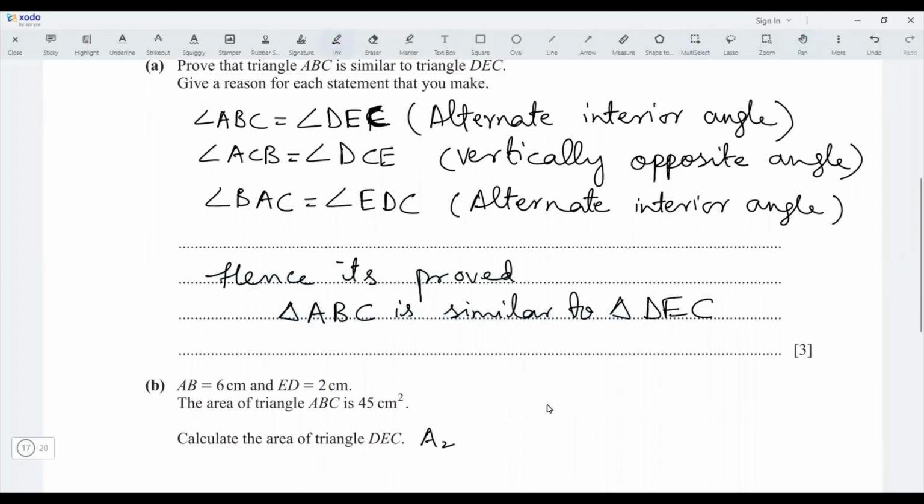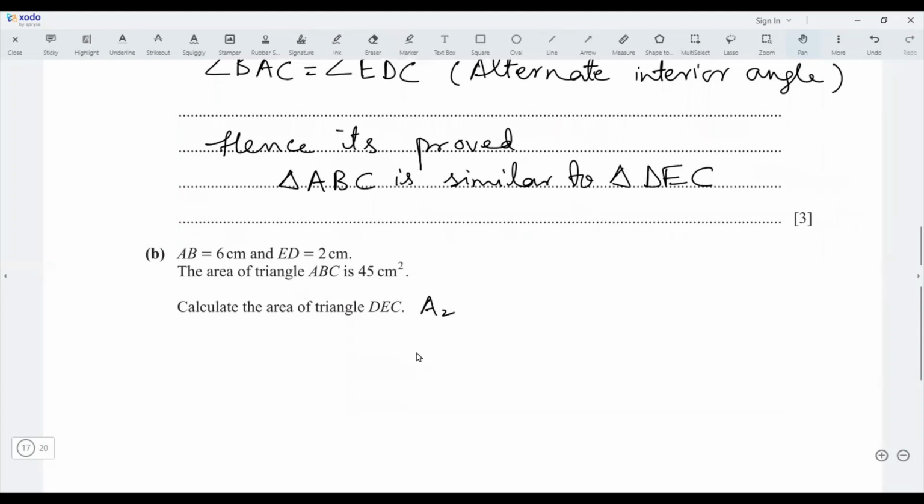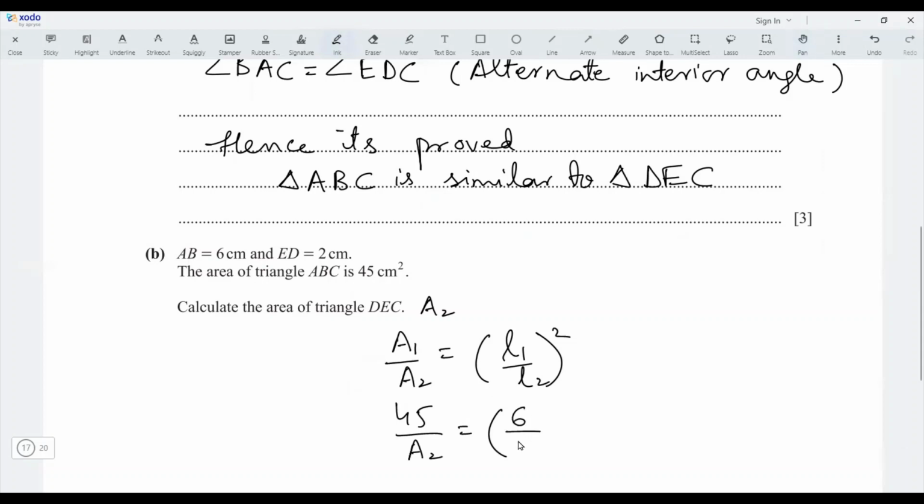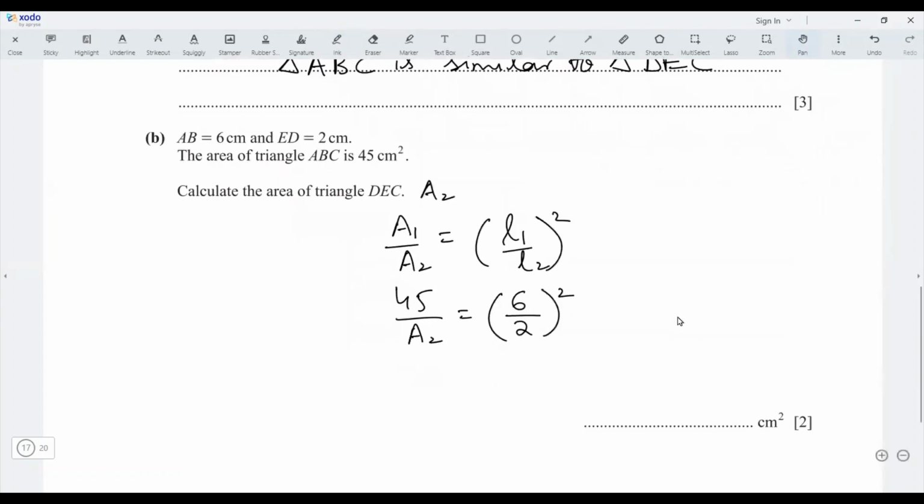Through the area property, the area of similar shapes, A1 over A2 will be equal to the ratio of corresponding lengths squared. So A1 is given, that is 45, and A2 we have to find, equals L1, the corresponding length for the first figure, that was 6, divided by L2, the corresponding length for the second figure, the DEC triangle, which is 2, whole squared. When there is a whole square, the same power, we can cancel the numbers inside the bracket. So 2 one times and 2 three times, so 3 squared is 9.